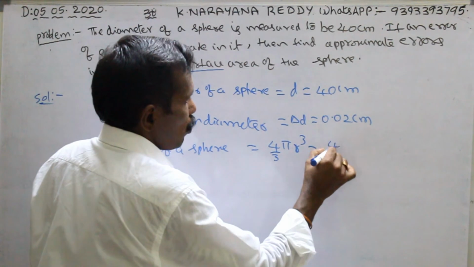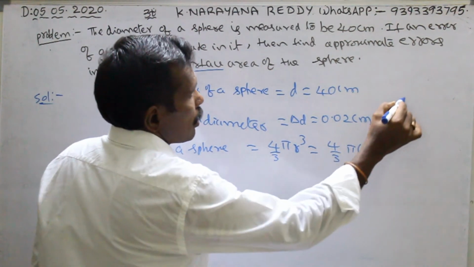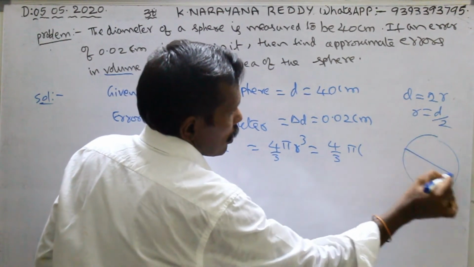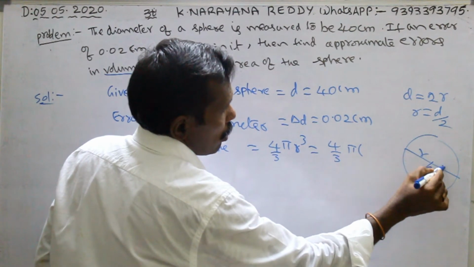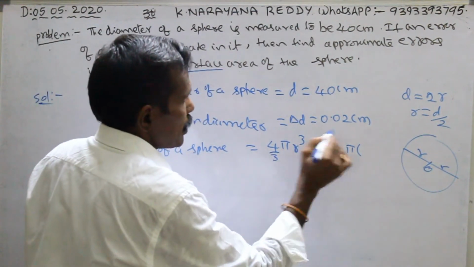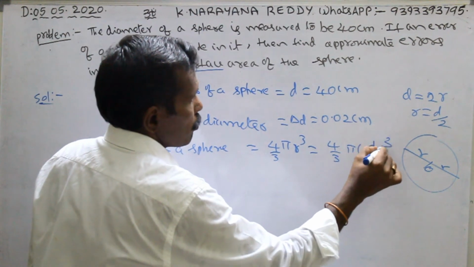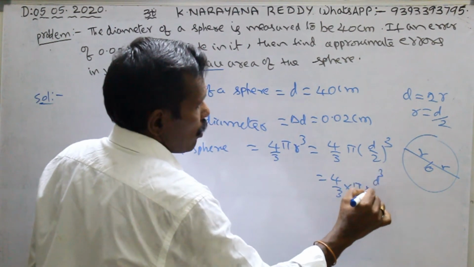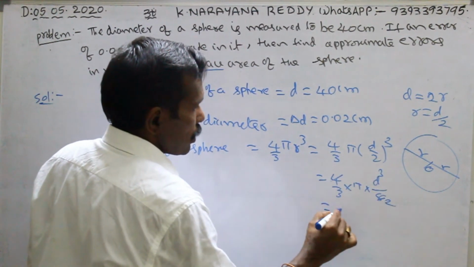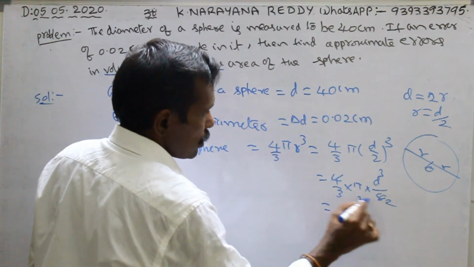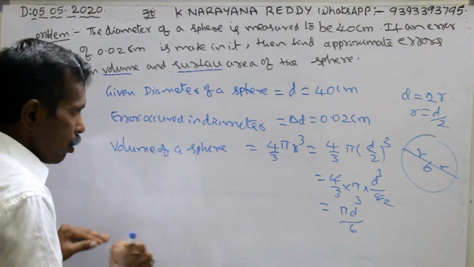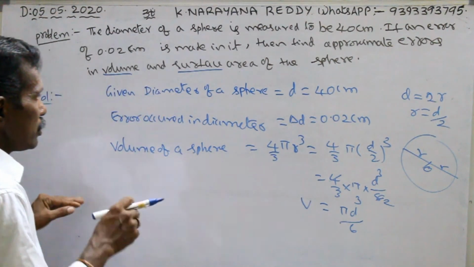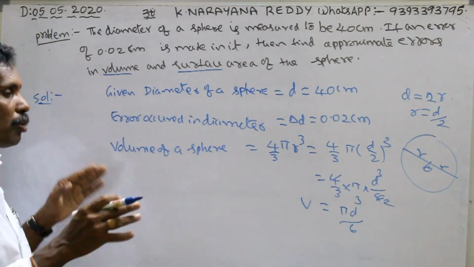That equals 4 by 3 pi into r cube. What is r? D is equal to 2r, so r is equal to d by 2. Take a sphere. This is the diameter, this is the center, and this is r. Now r cube means d by 2 whole cube. So 4 by 3 into pi into d cube divided by 8. Four twos are 8, so that means pi d cube by 6. This is V.